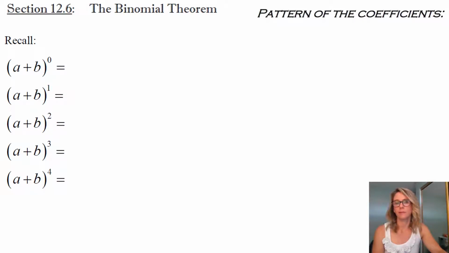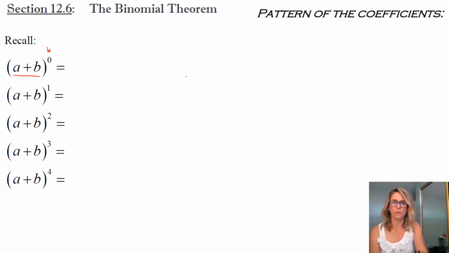Section 12.6 is the binomial theorem, and it has to do with the idea of taking a binomial, as we have here, a plus b, and raising it to a power. So let's think about what happens when we take a binomial and raise it to a power. If we have a plus b to the 0, we just remember that anything raised to the power of 0 is just 1.